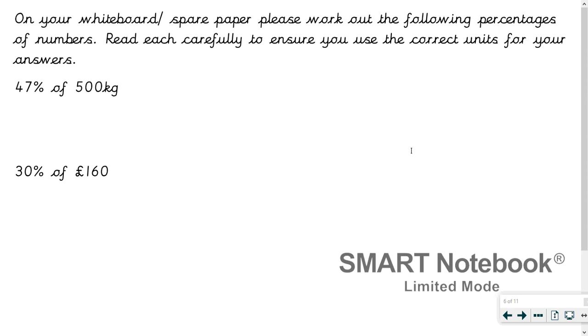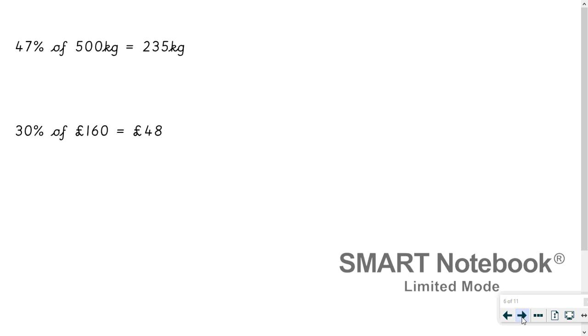Good. Hopefully we didn't find that too tricky. The trickier one was the first one, the 47%. But once you got your mind and set it out clearly, it was all right. So 47% of 500 is 235 kilograms.